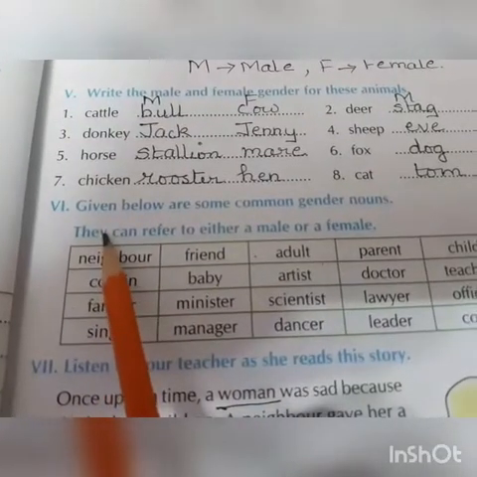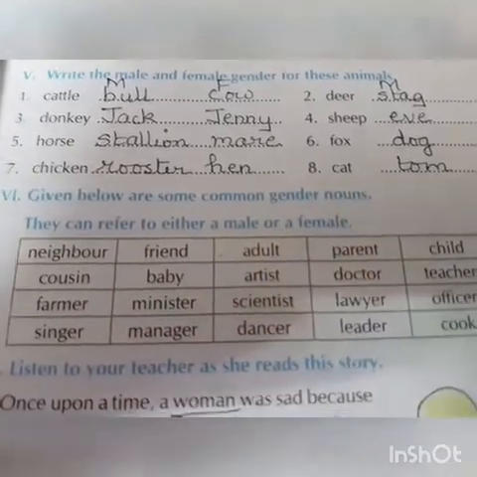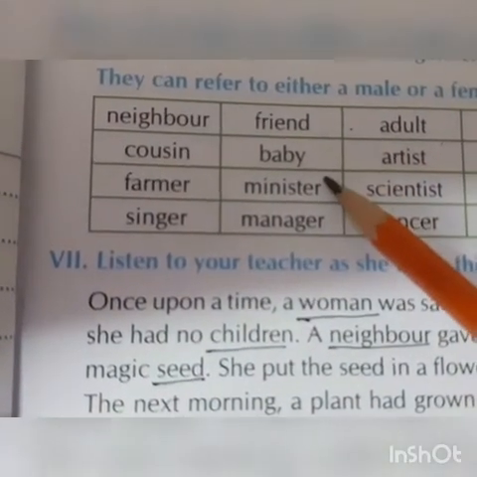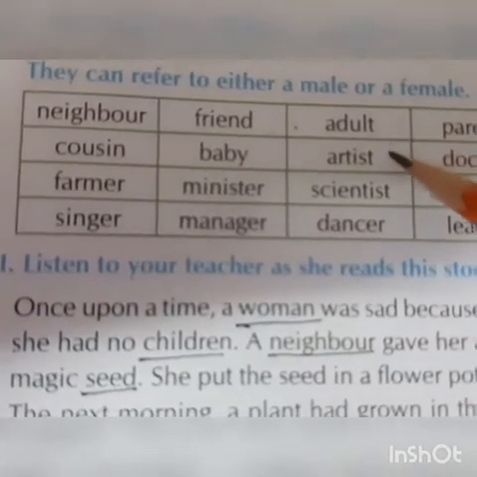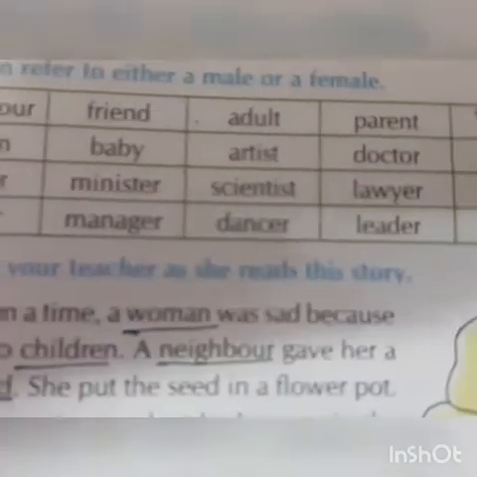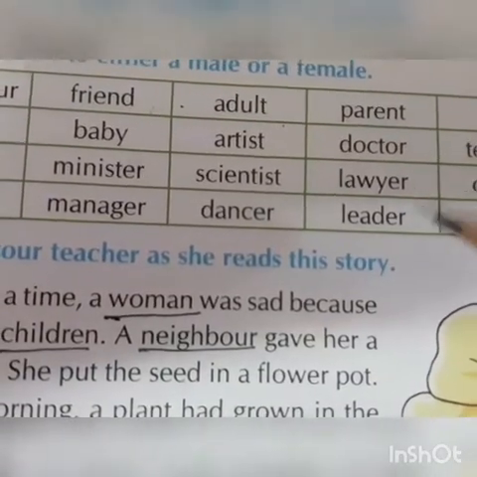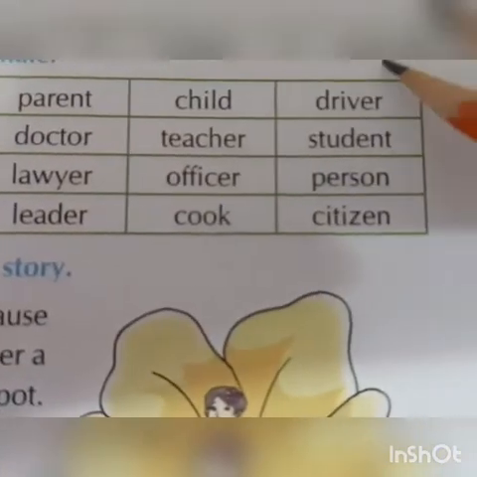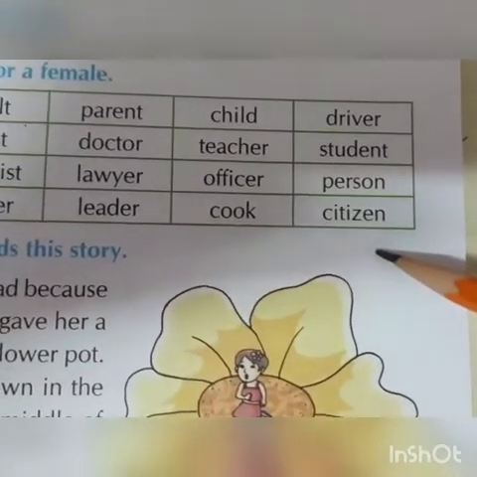Now question number 6 is, given below are some common gender nouns. You can see certain nouns are given. These are all your common gender nouns. That means they can be either male or female. This is your neighbor, then cousins, farmer, singer. Then we'll read the second line. Friend, baby, minister, manager, adult, artist, scientist, dancer, parent, doctor, lawyer, leader. Then child, teacher, officer, cook, driver, student, person and citizen.